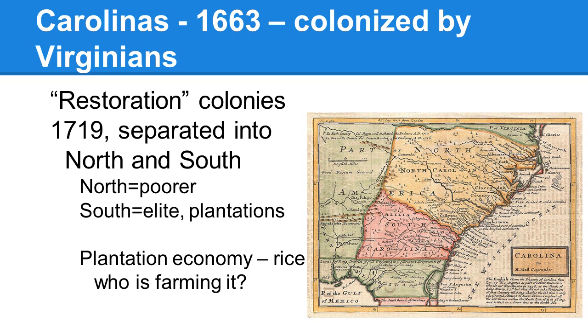Now, they were colonized by Virginians who are still very, very English and feel very dedicated to the crown of England. And so the Carolinas are named for the two Charleses, Charles the First being the father of Charles the Second.